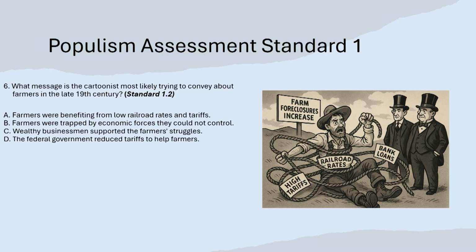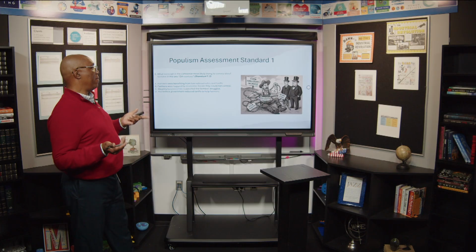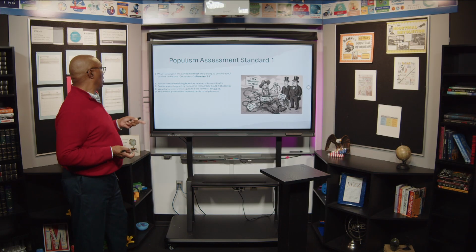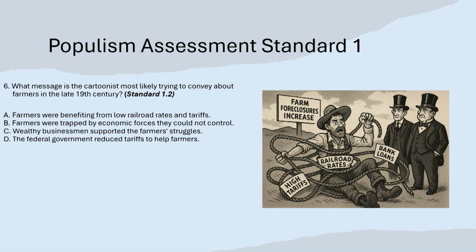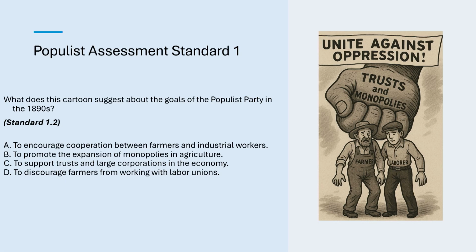All right, here we have a cartoon. What message is the cartoonist most likely trying to convey about farmers in the late 19th century? It's Standard 1.1, objective 2. Farm closures you see over there, it says high tariffs, railroad rates, bank loans, all the things, of course, that the farmer is wrapped up in. And you notice now big businessmen over there, they're not bothered at all. They're just looking at the farmer and they're kind of puzzled. A, farmers were benefiting from low railroad rates and tariffs. B, farmers were trapped by economic forces they could not control. C, wealthy businessmen supported the farmers' struggles. D, the federal government reduced tariffs to help farmers. Well, doesn't look like it. The best answer probably is B, because it seems like they're trapped with economic forces that he has no control over.